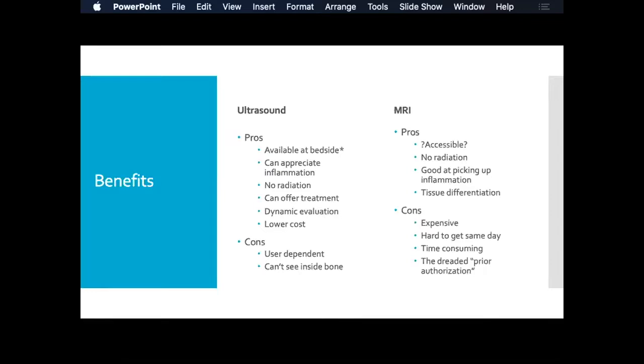Compare it to MRI. It's accessible, I think, in the sense that we have it. Very good at picking up inflammation and good at tissue differentiation. Cons: it's expensive, hard to get the same day, time consuming, and you have to get the dreaded prior authorization for many of these things.